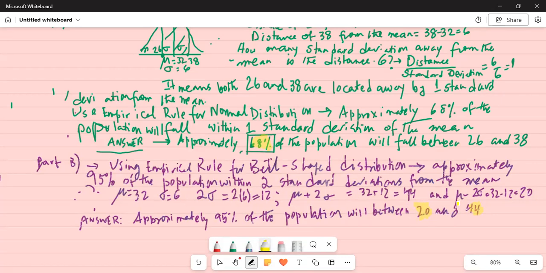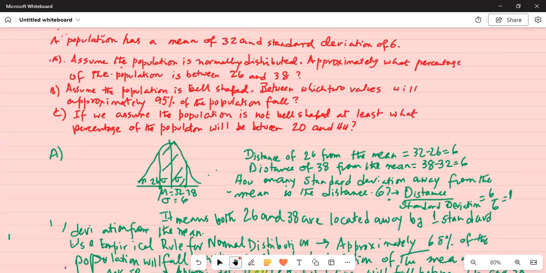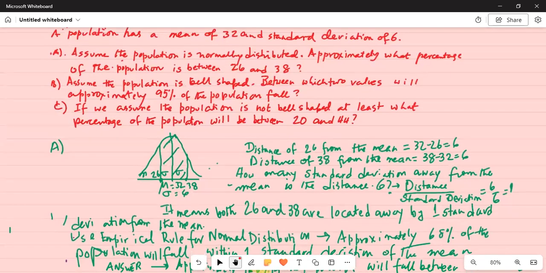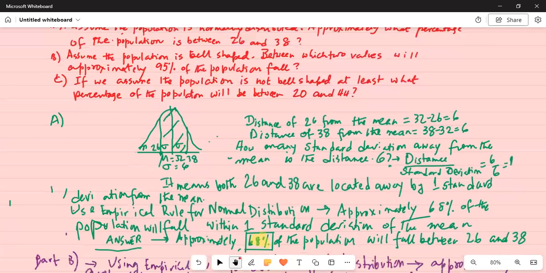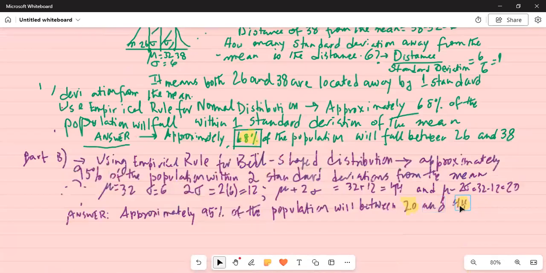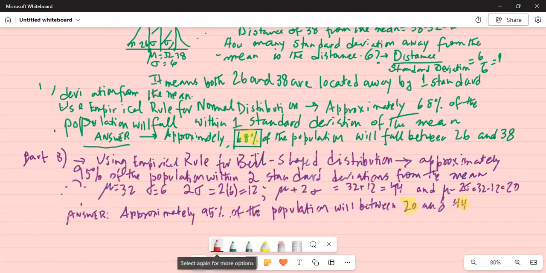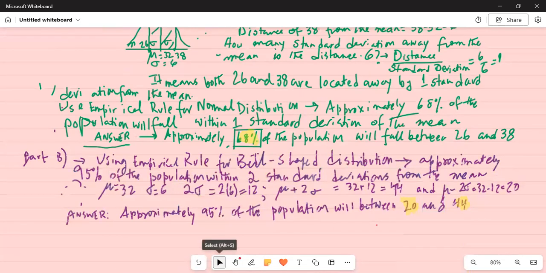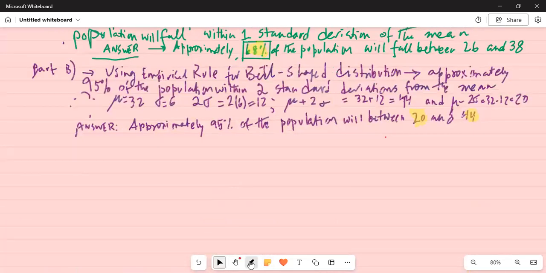Okay, let's take a look at part C quickly. If we assume the population is not bell-shaped, at least what percentage of the population will fall between 20 and 44? Okay, so let's change the color of the ink. This is part C. The population is not bell-shaped.